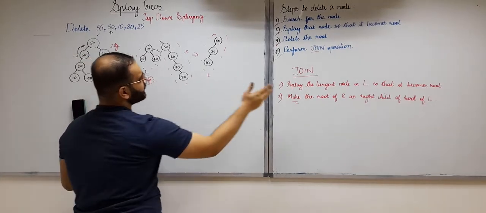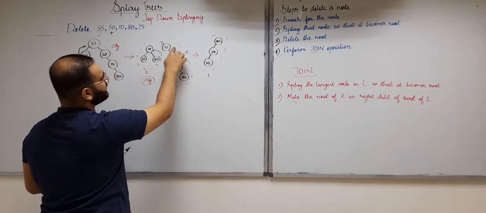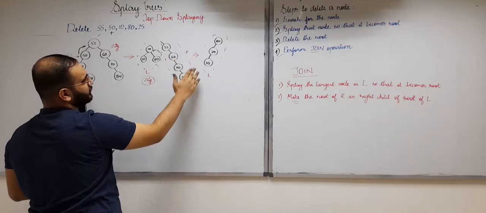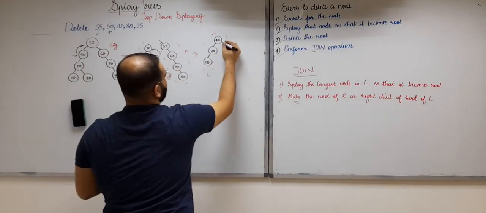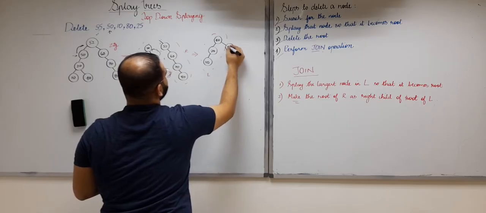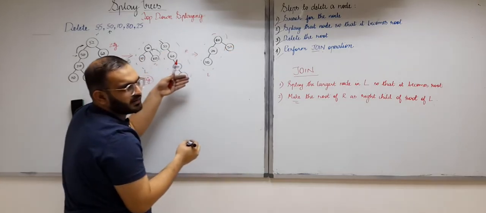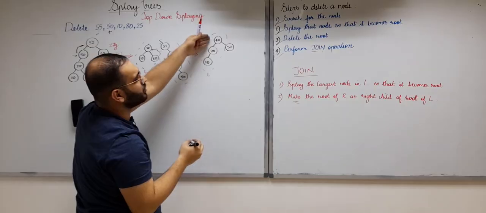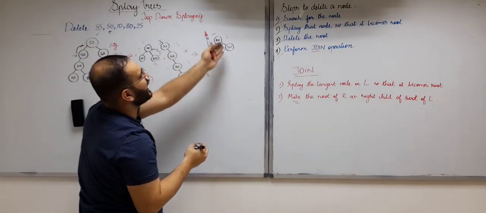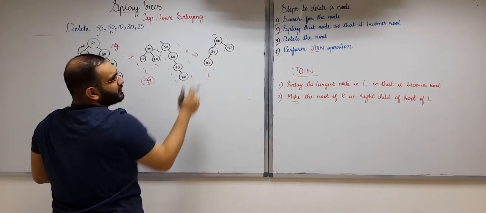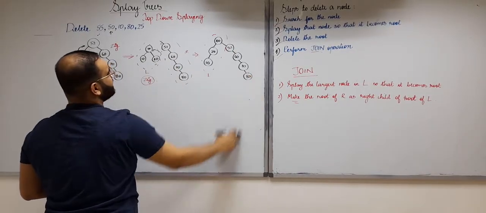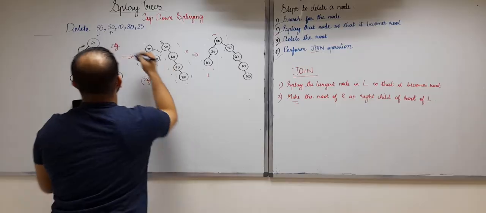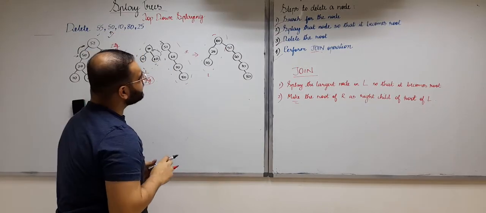Then what will we do? We will make the root of the right subtree, that is 52, that was the root of the right subtree, the right child of the left subtree, right? So after splaying the largest node in the left subtree, I make the root of the right subtree the right child of my left subtree. So this is the splay tree that we get after deleting 50, right?